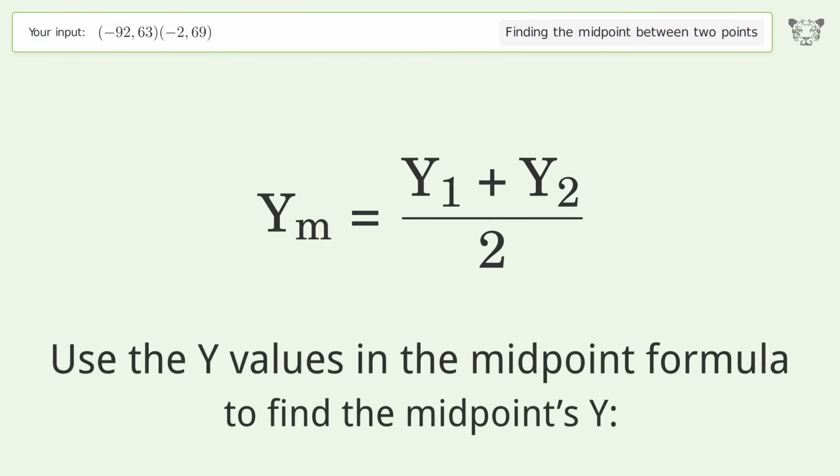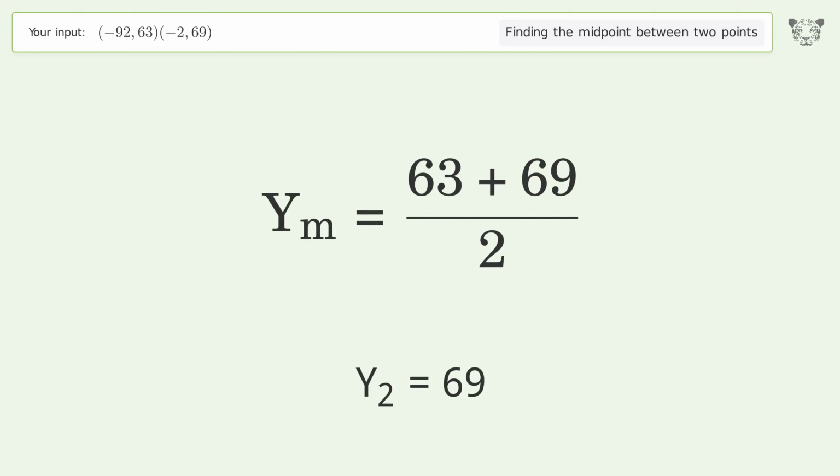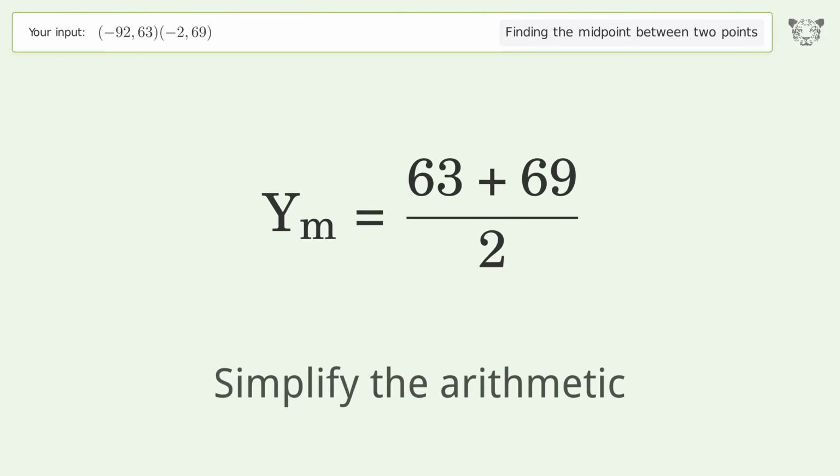Use the y values in the midpoint formula to find the midpoint's y. y1 equals 63. y2 equals 69. Simplify the arithmetic.